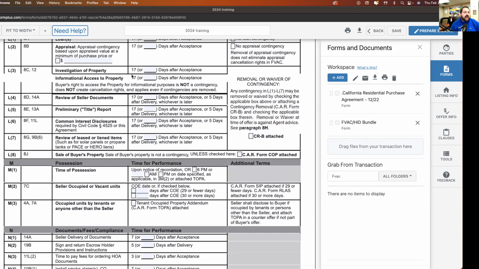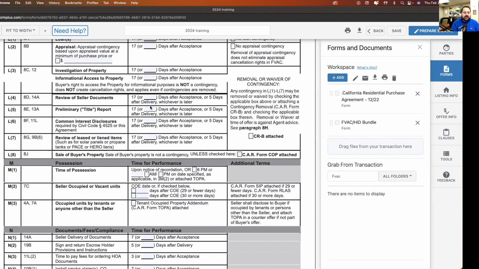Review of seller's documents. Again, those should match with your investigation of the property because it's part of their due diligence, right? Is to review the disclosures. And what it says right here is it's 17 days after acceptance or 5 days after delivery, whichever is later. So what that means is this. Whatever my contingency period is, right? So let's say that you shorten it to 10 days, okay? If you don't deliver all of your documents to them within 5 days of acceptance, so there's that 5-day gap for their contingency, then you're adding 5 days to whatever delivery date you did for your disclosures.